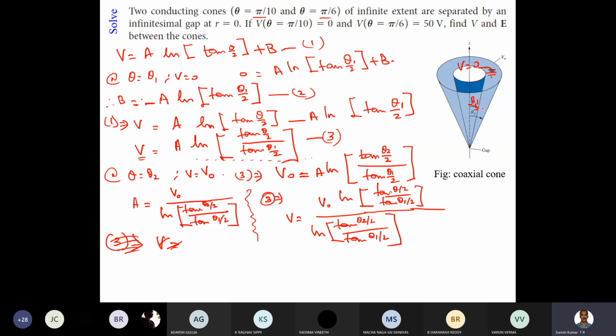These boundary conditions are given, the potential at theta 1 and theta 2, and from that we have calculated. Now theta 1 and theta 2 values can be substituted: theta 1 is 5 by 10 and theta 2 is 5 by 6. If you substitute, you will get a simplified equation. I'm not going to do that; let us take this as a general equation. Hope all of you got until this step. Still, we need to find the electric field. It is not the complete answer. You need to substitute these two conditions and simplify the answer.